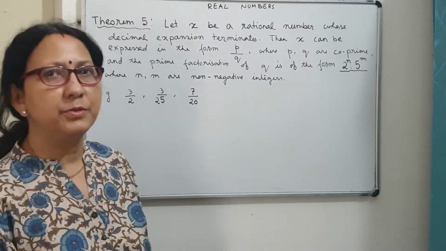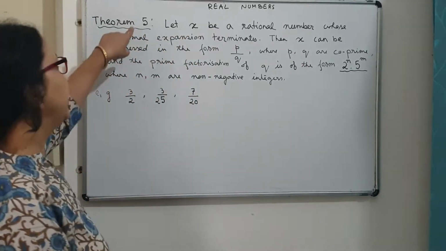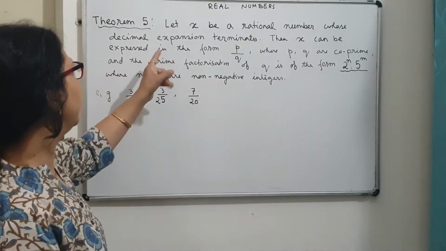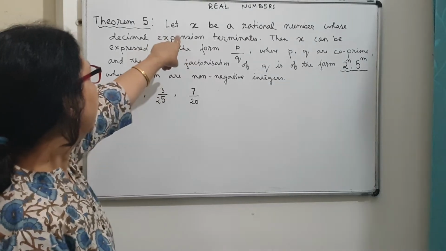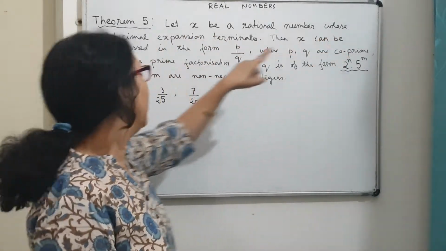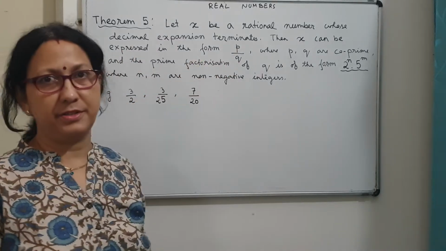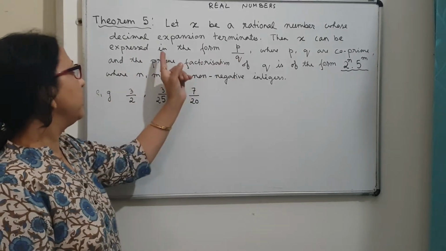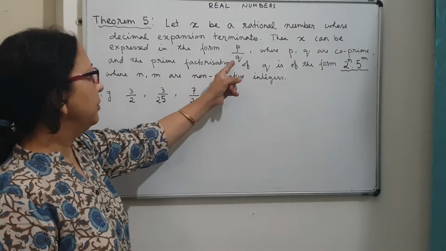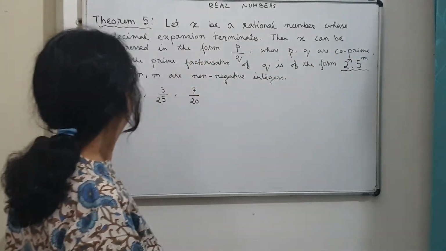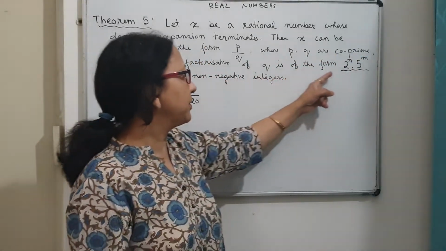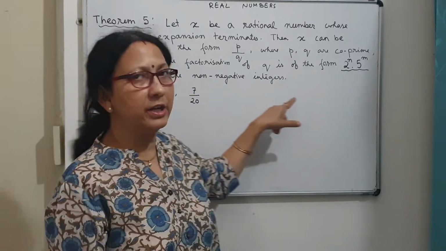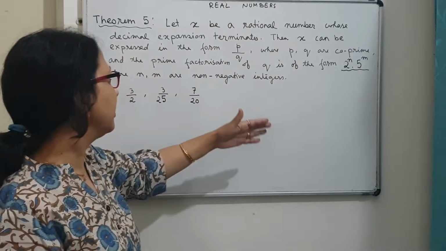Okay, now today we'll discuss the fifth theorem of the real number chapter. So what is the theorem? The theorem states in this way: if x be a rational number whose decimal expansion terminates, then the number can be expressed in the form p by q, where p, q are co-prime, and the prime factorization of q is of the form 2 to the power n into 5 to the power m, where n and m are non-negative integers.